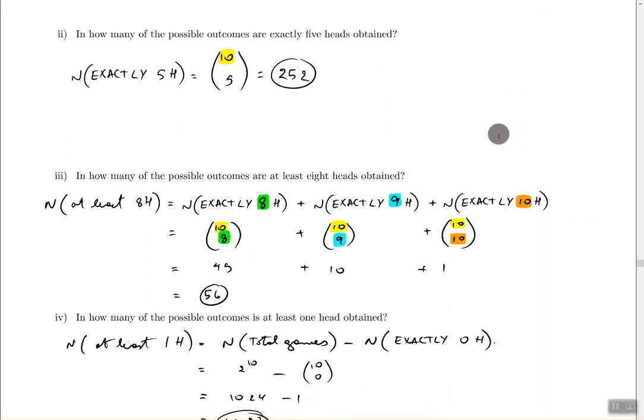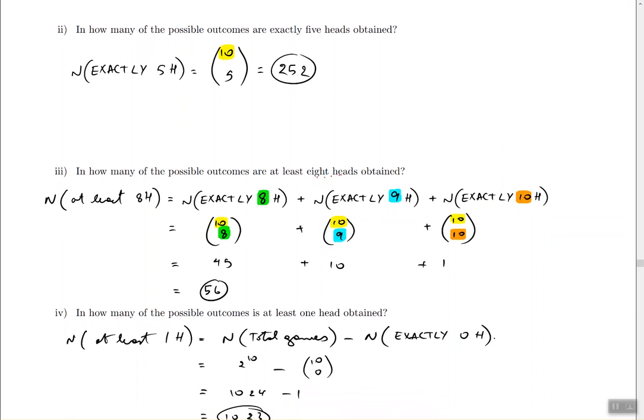The next one says how many possible outcomes are there where you have at least 8 heads. So I'm going to reinterpret what at least 8 heads means, and that means that I got exactly 8 or 9 or 10. That's what it means to have at least 8 heads. And again, to get exactly 8 heads, I have to choose 8 heads out of 10 tosses. To get 9 heads, I have to choose 9 heads out of 10 tosses, and so on and so forth. So the tally there is 56. Again, that's something we already did.